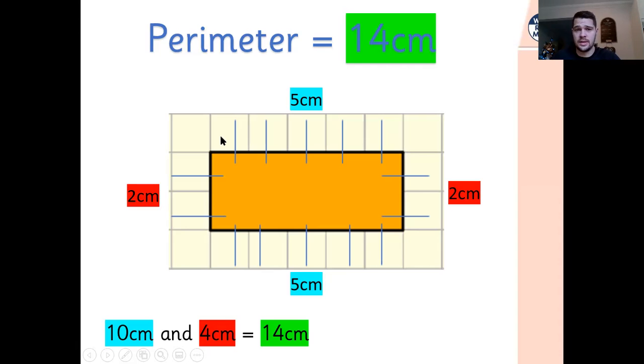The width of this rectangle is 1, 2, 3, 4, 5 centimetres. So the width here, this side, is also 5 centimetres. So I have 10 centimetres, 5 and 5, plus 4 centimetres, 2 and 2. So the perimeter of this rectangle is 14 centimetres.